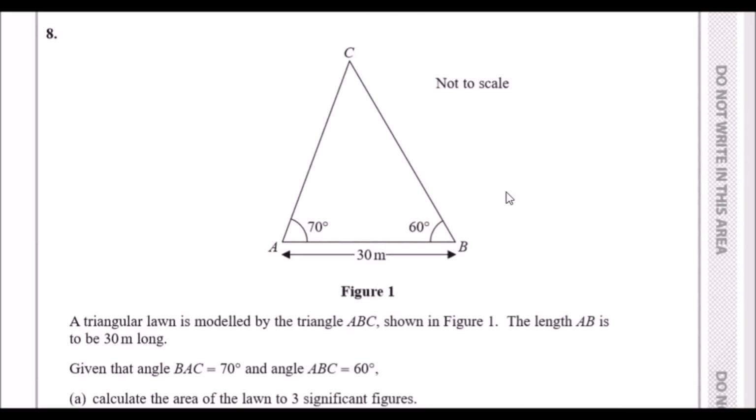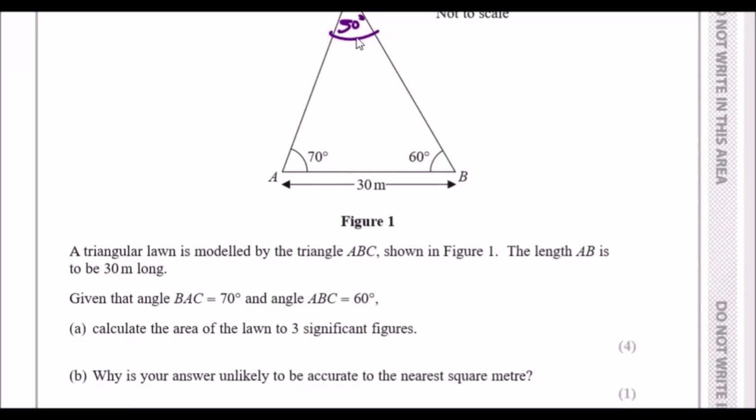Okay, so it looks like a nice triangle question. Before we even read this, I think we should just work out this extra angle here. We know all angles in a triangle add up to 180. Got 60 and 70 makes 130, meaning we've got 50 left here. And they seem to give us one length of 30.